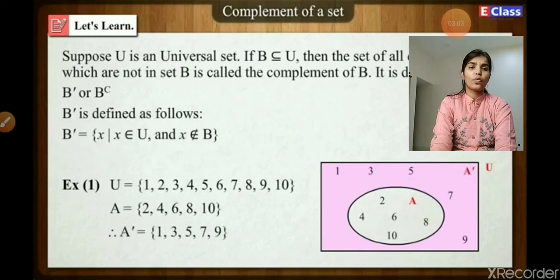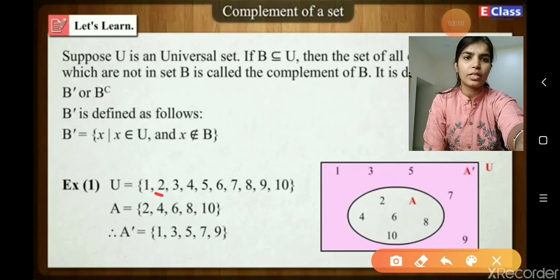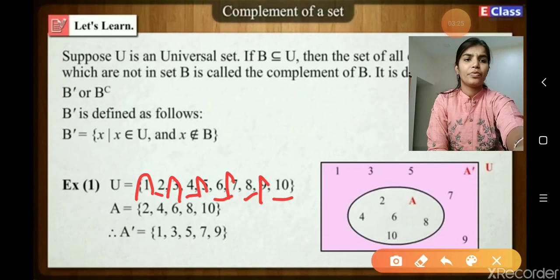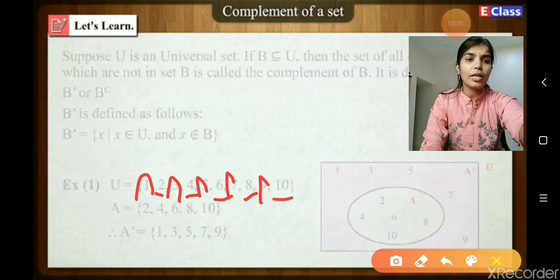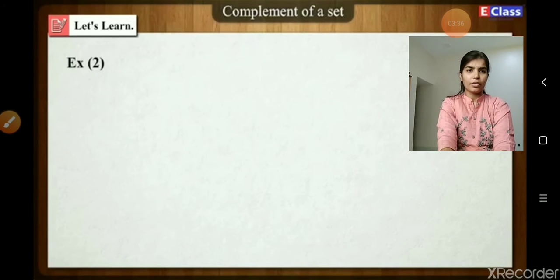So, except which numbers are remaining in universal set, you just observe here. 2 is here, 4 is here, 6 is here, 8 is here and 10 is here. So, all these come in the set A. So, remaining numbers, that means 1, 3, 5, 7, 9. These 5 numbers come in the complement of A. Understand? So the elements which are not in the set A but are in the U, these are the complement of a set.